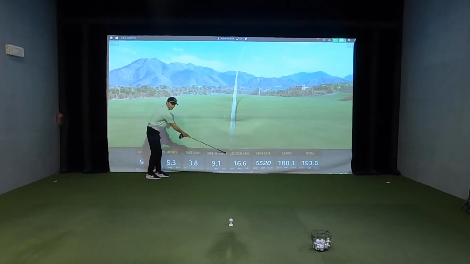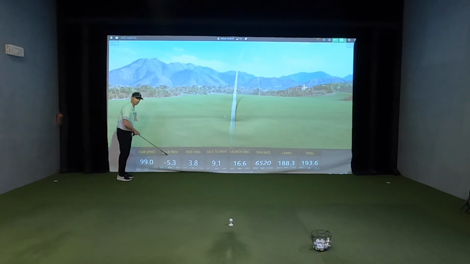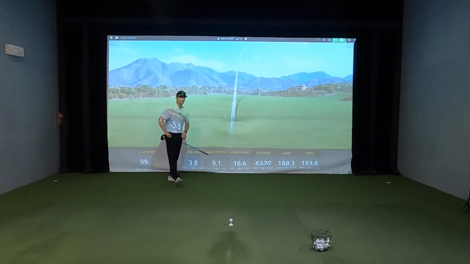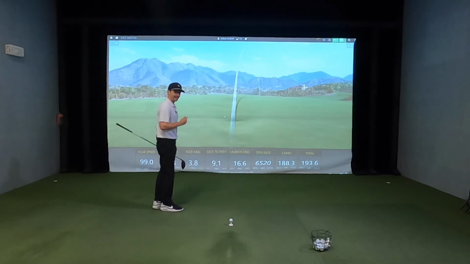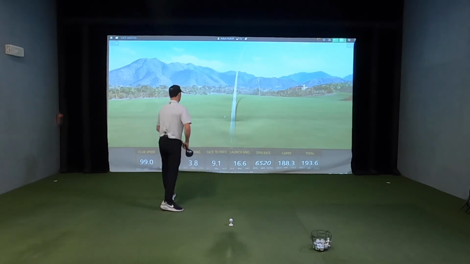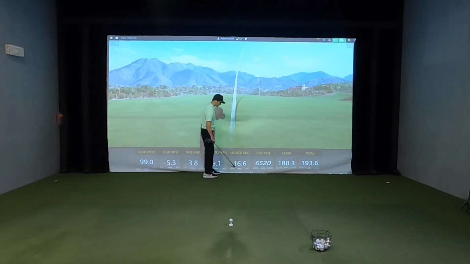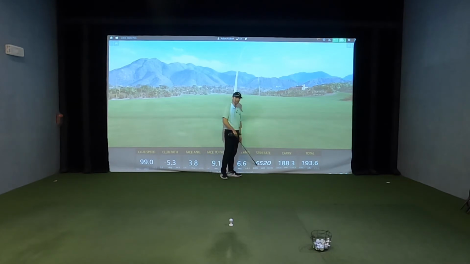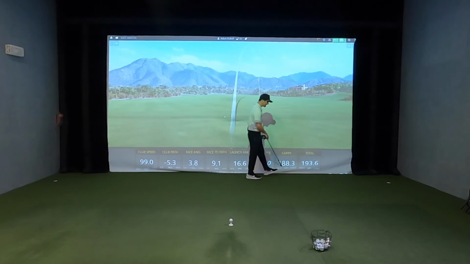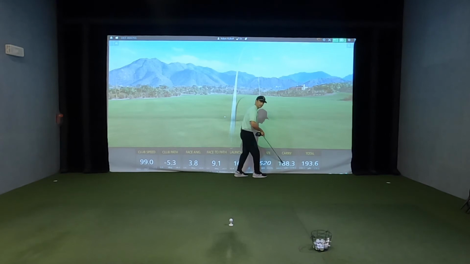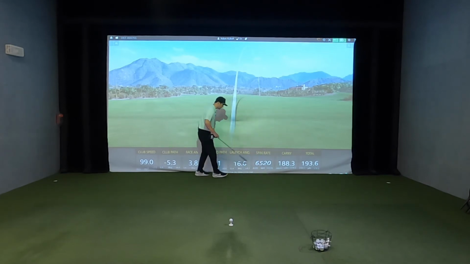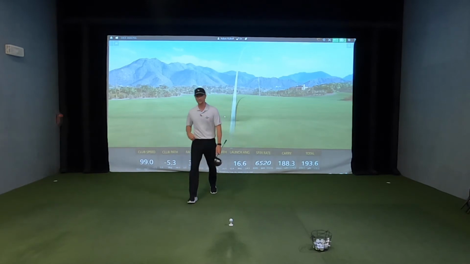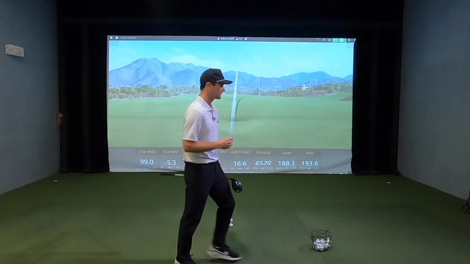Face to path, okay? Now we're reading how far open that face is relative to the swing path. So you can see I was 9 degrees open relative to the path, and that's a lot. We're going to get a huge curve to the right, as you can see. Now look at the launch. 16 degrees, that's a little high. Look at that spin, 6,500. That's a ton of spin. 188 carry, 193 total. So you can see the total is pretty close to the carry. We didn't get any rollout there, largely because we had so much spin. So slice wreaks havoc in your ball flight.